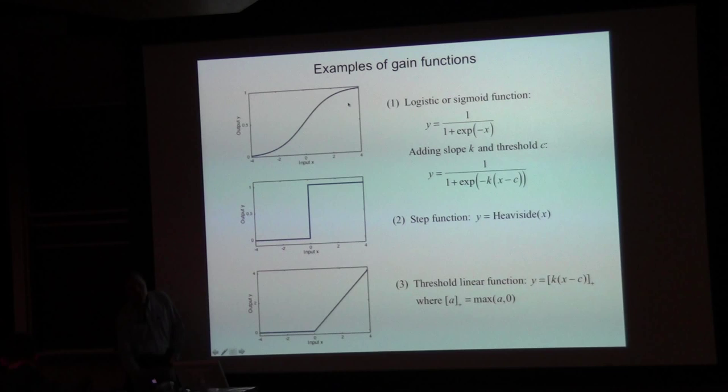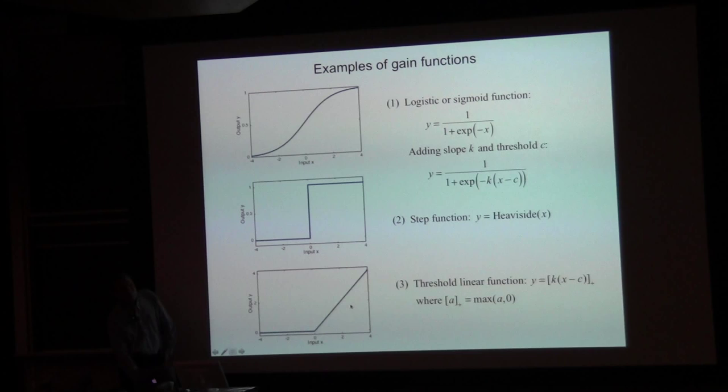Sometimes you can add a k here to change the slope, and add another constant to shift it around to act like a threshold. This is very widely used, the most typical input-output function for a simple neuron. Another case, much simpler, is the step function, called the Heaviside function, which is quite fundamental. If you let k approach infinity, it's extremely steep and approaches this step function.